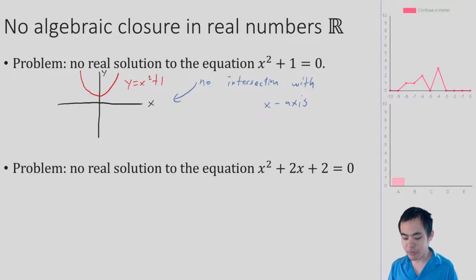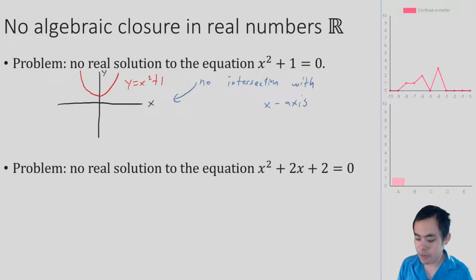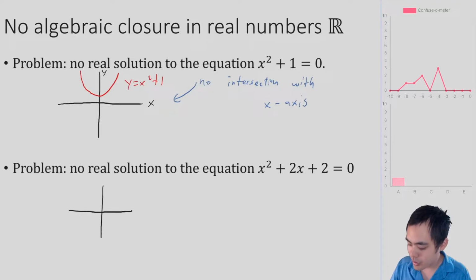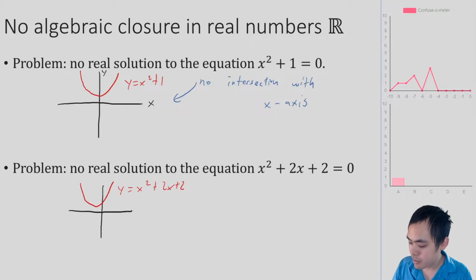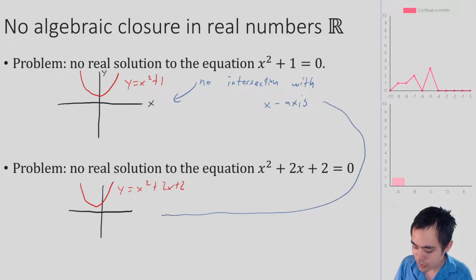There are other examples of this. For example, there's also no real solution to x squared plus 2x plus 2 is equal to 0. And when you draw that out, that's actually a little bit shifted. Hopefully I shift this in the right direction. This is y equal to x squared plus 2x plus 2, and that also doesn't intersect the x-axis.